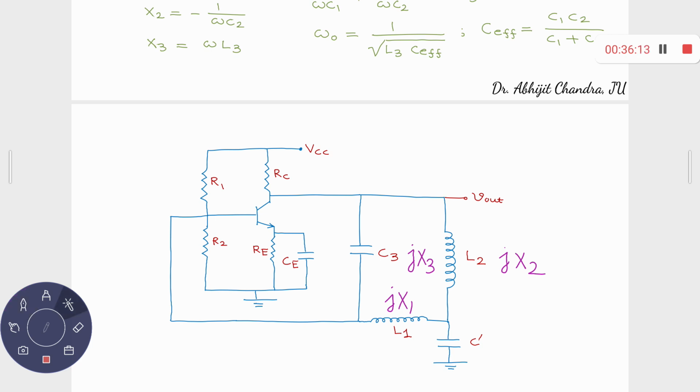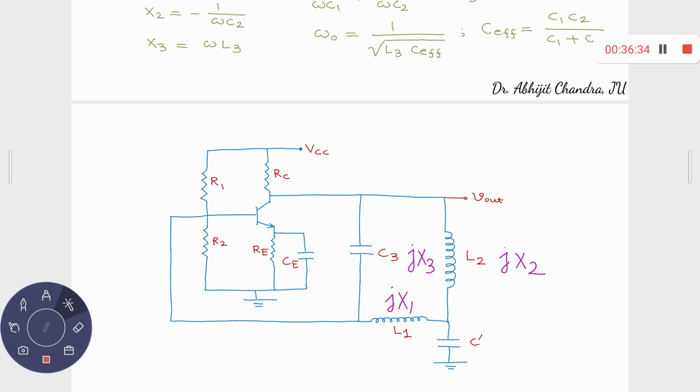This C dash is present over there, so this C dash will not take part in the oscillation. For the oscillation purpose, this L1, L2 and C3 are responsible. That means this jX2, jX3 are responsible. But the question is, why is this C dash present over there?